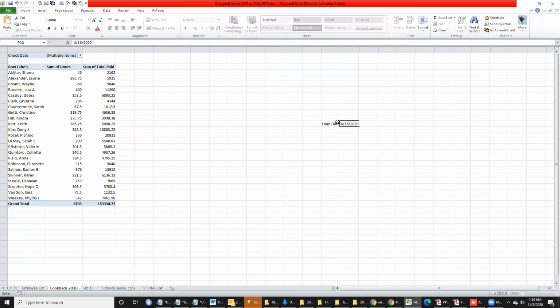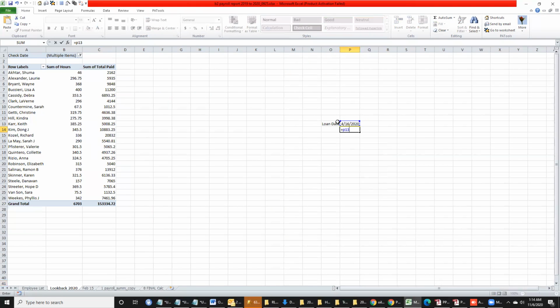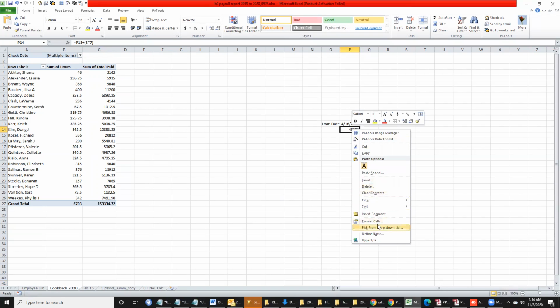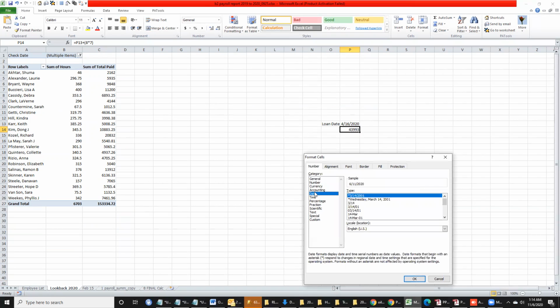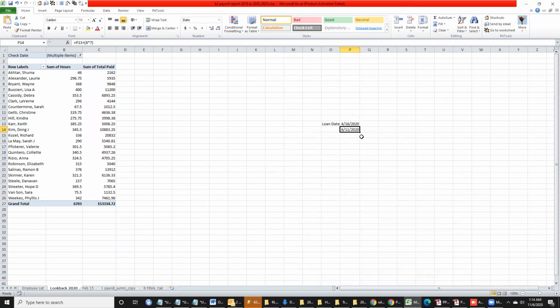So if the loan date was in 2020, I'm going to say P13 plus 8 weeks times 7 days a week is equal to 6/11. So that would be the forgiveness period if you were doing a spreadsheet for the forgiveness period.